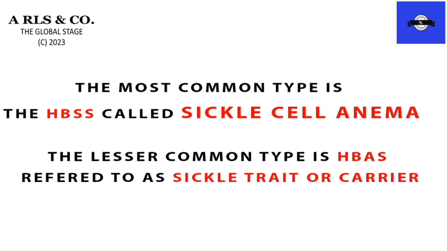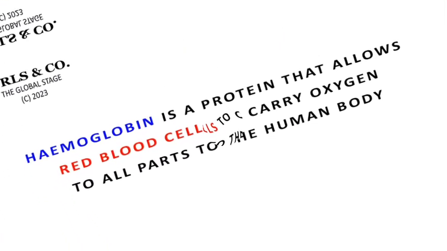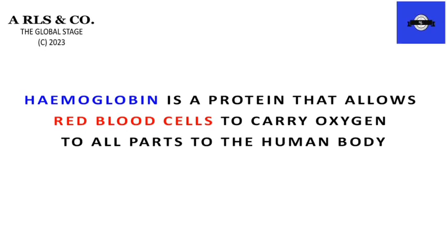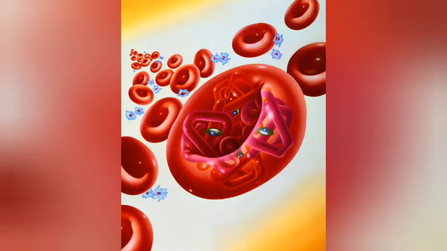The lesser common one is the autosomal dominant disease, HbAS, which is called sickle cell trait or carrier. What is hemoglobin? A hemoglobin is a protein in the red blood cell that allows the red blood cells to carry oxygen to all parts of the human body.